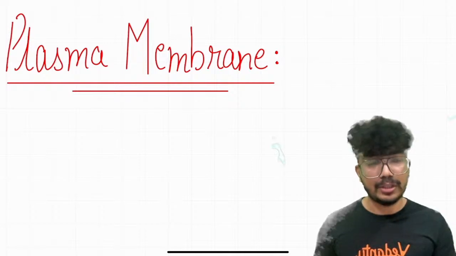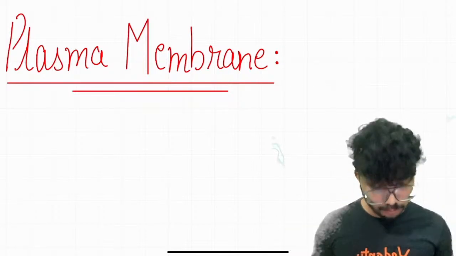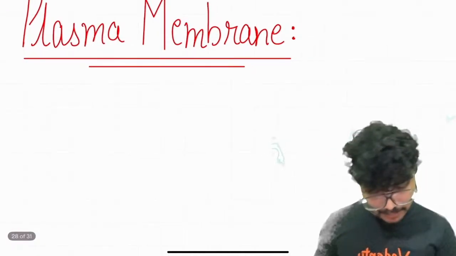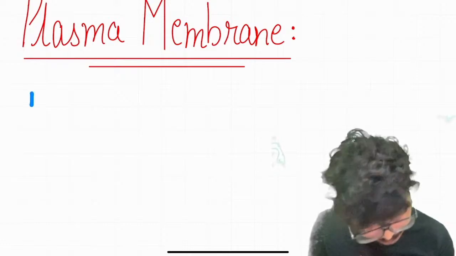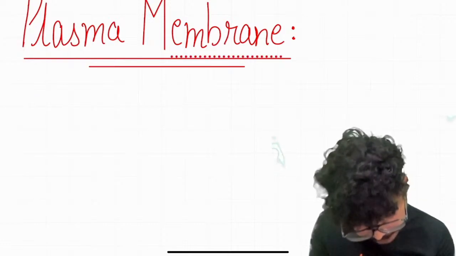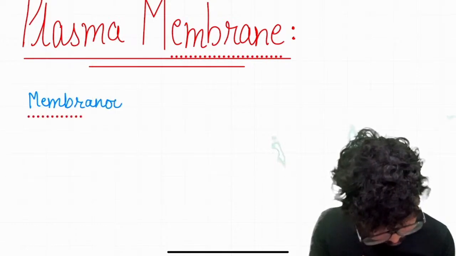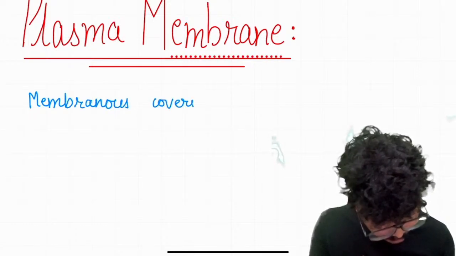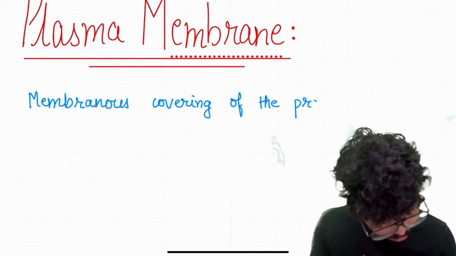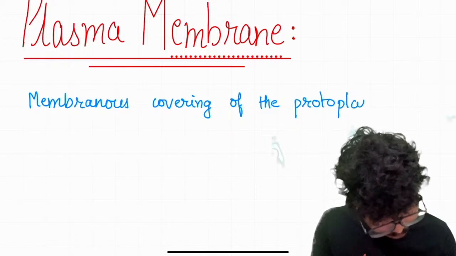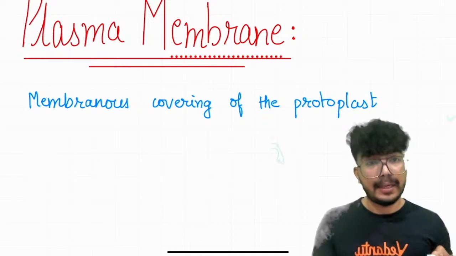Now, a very tough definition. Let me write it first for you, then I'll break down this definition into simple terms for you. Okay, so let's start with the very first definition that we taught you, that what is plasma membrane. So it is the membranous covering of the protoplast. Well, talking about the characteristics of the plasma membrane, the plasma membrane is going to be quasi-fluid.